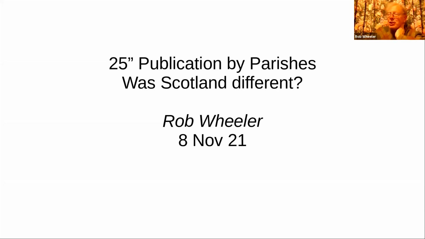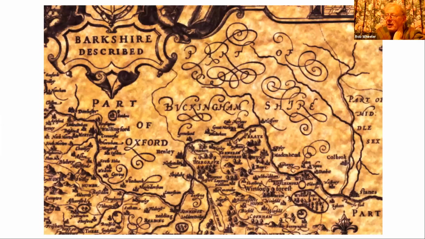Here we have Speed's map of Berkshire. The detail is limited to Berkshire itself, plus places within a mile or so of the county boundary. Berkshire is named in the title, so it doesn't need to appear on the face of the map, but the names of adjoining entities are given in fancy script alongside each section of common boundary, like part of Oxford, Buckinghamshire, etc.